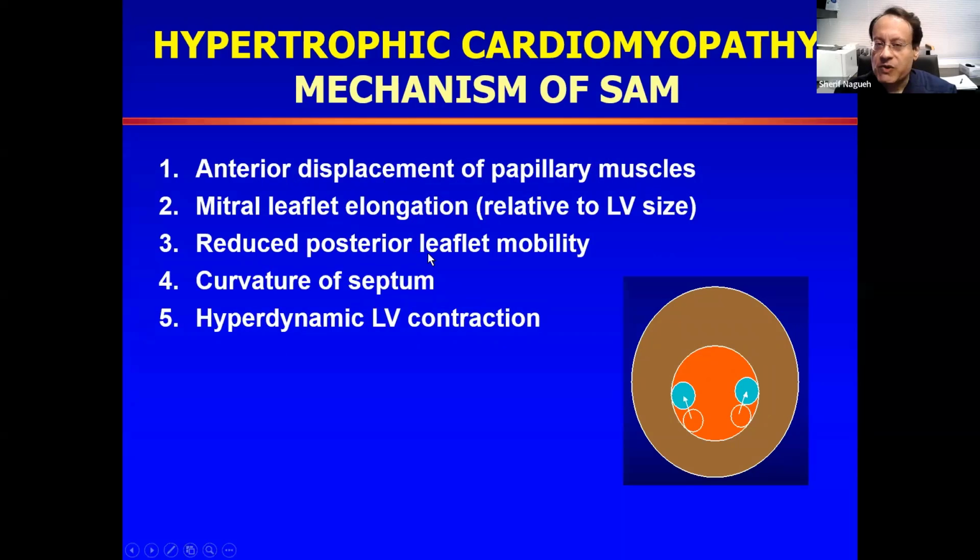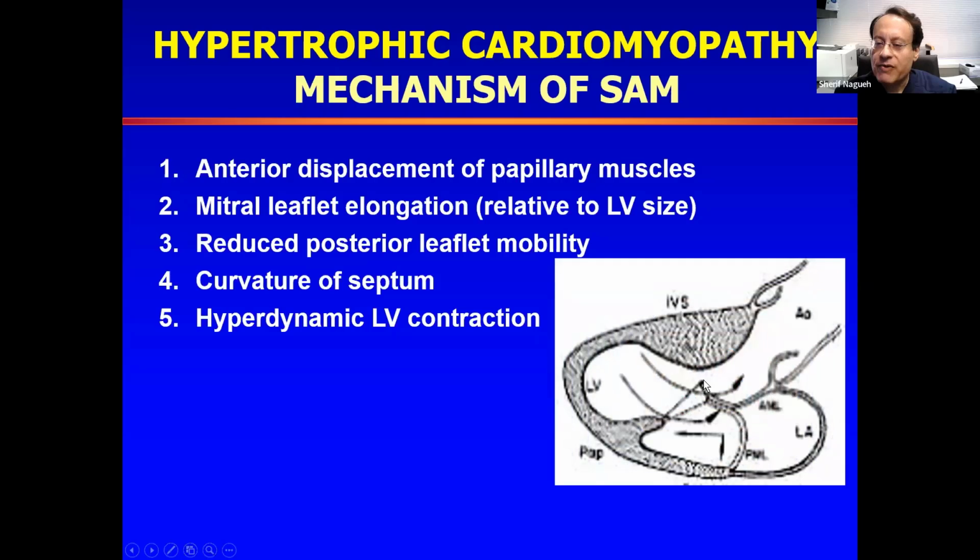These are some of the mechanisms that play a role in development of dynamic obstruction. One is the anterior displacement of the papillary muscles, as you see here. It brings the mitral valve apparatus closer to the septum. Frequently, there is mitral leaflet elongation relative to the long axis of that ventricle. Because the posterior leaflet has reduced mobility compared to the anterior leaflet, it does not meet the anterior leaflet all the way, and you have a segment of that anterior leaflet that becomes amenable to the drag forces that result in pushing it towards the interventricular septum and producing obstruction.